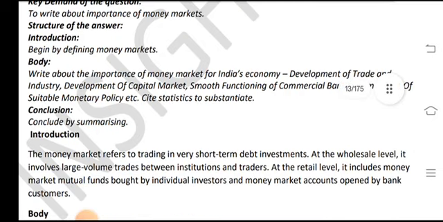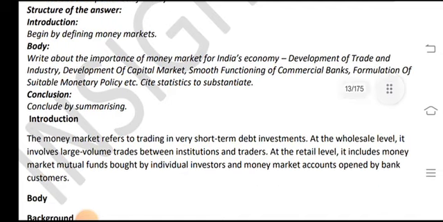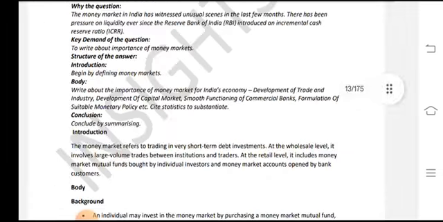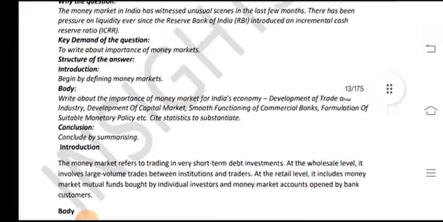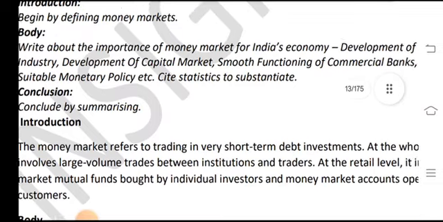Structure of the answer. Introduction: begin by defining the money market. Body: write about the importance of the money market for the Indian economy, development of trade and industry, development of the capital market, smooth functioning of commercial banks and formulation of monetary policy, etc.